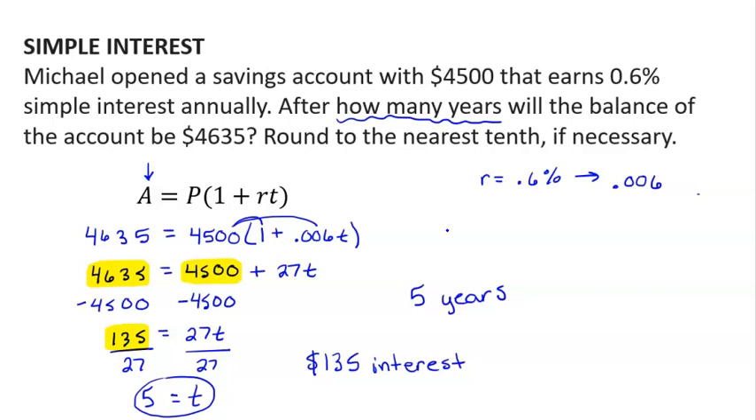And so if they were asking about interest, that's always going to be A minus P. So whatever's in the account minus what you started with, and that's going to give you your interest. So just keep that in mind as you're working on problems like this.